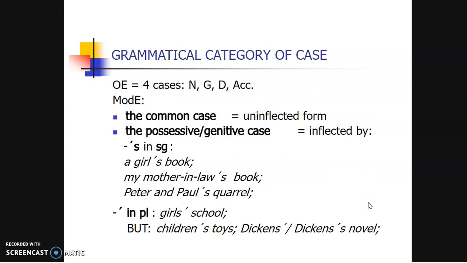The common case, uninflected form; the possessive genitive case, inflected by 's and is included. A girl's book, my mother-in-law's book, Peter and Paul's squirrel.